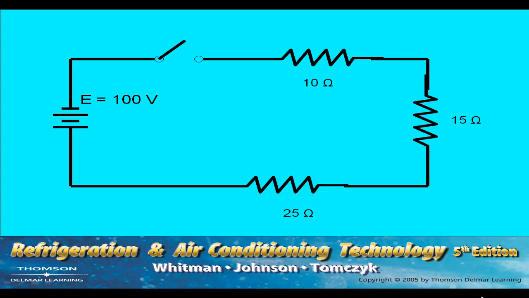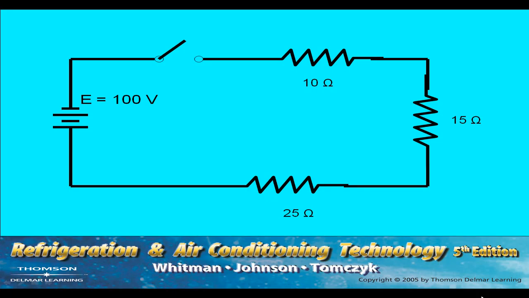So we worked through this problem the other day. What's the total resistance of this circuit? 50 ohms. 25 plus 15 is 40, plus 10 more is 50 ohms. Simple enough. We have a 100-volt power supply. Based on what we went over last week, we can figure out what the amp draw is going to be on this circuit, right? How much current is going to flow through this circuit?